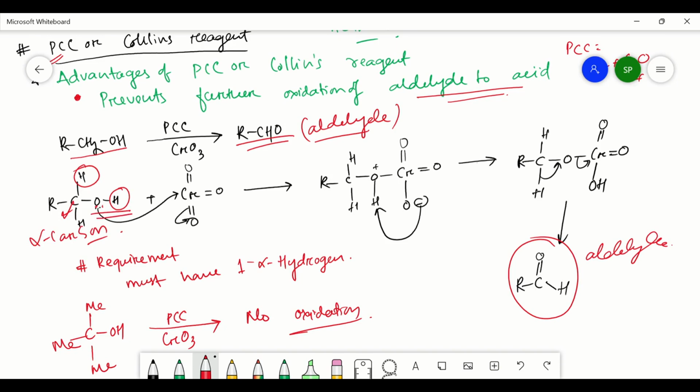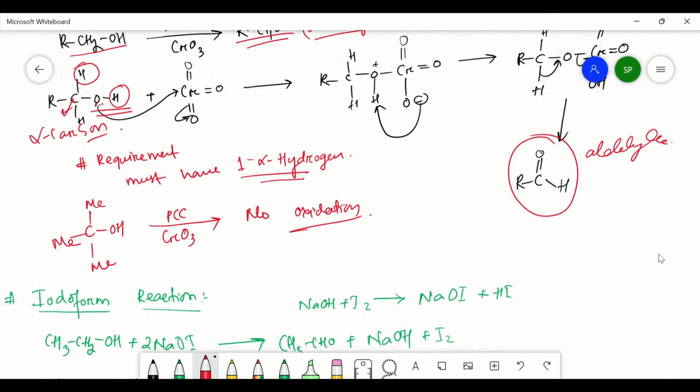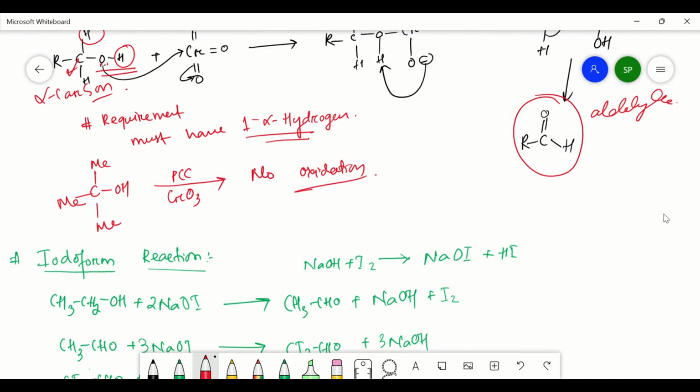So on this alpha carbon there should be at least one alpha hydrogen, so that the alpha hydrogen can be removed along with the hydrogen of alcohol. So if any alcohol, or you can say the tertiary alcohol, doesn't have any alpha hydrogen, it will not undergo oxidation. The tertiary alcohol will not undergo oxidation in presence of PCC or Collins reagent to form any carbonyl compounds.